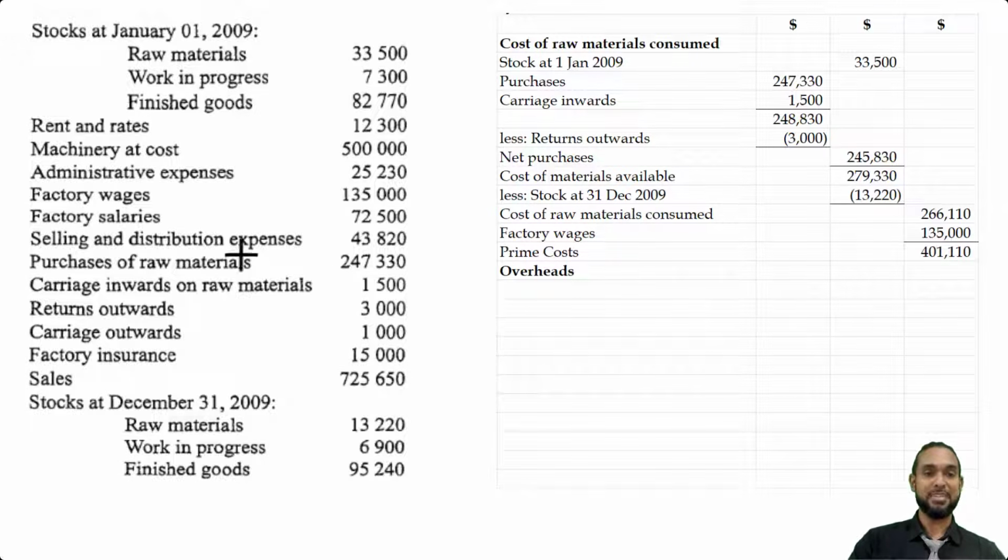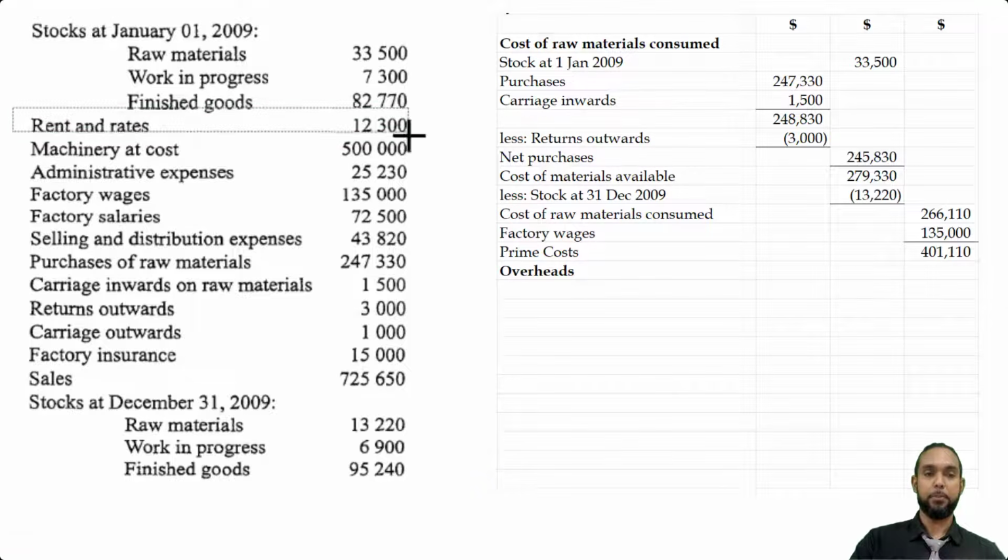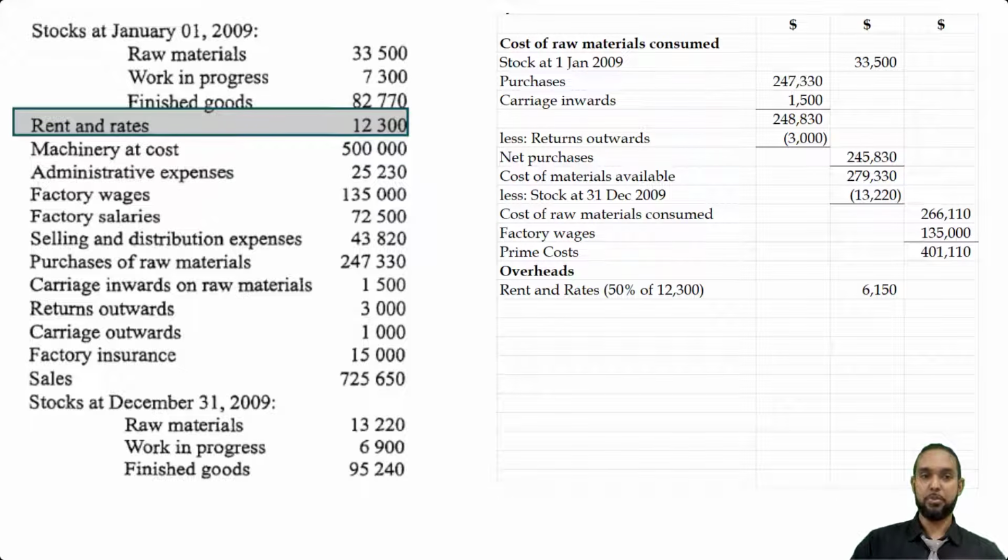So if we go up to the statement, the first item is rent and rates, 12,300. But if we look down in the additional information, note 2 tells us rent and rates are to be shared equally between factory and office. So we are going to go back up, take the 12,300 and divide it by 2 or find a half. That's going to give us 6,150.